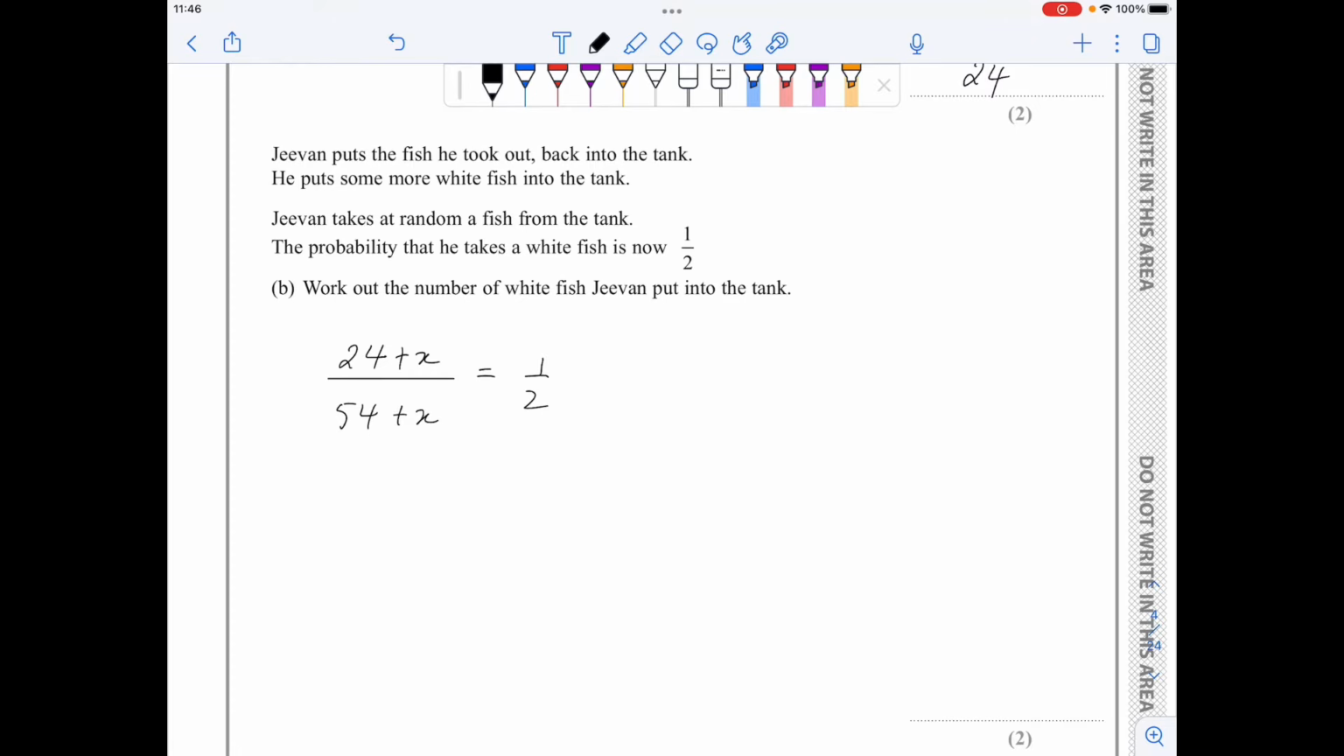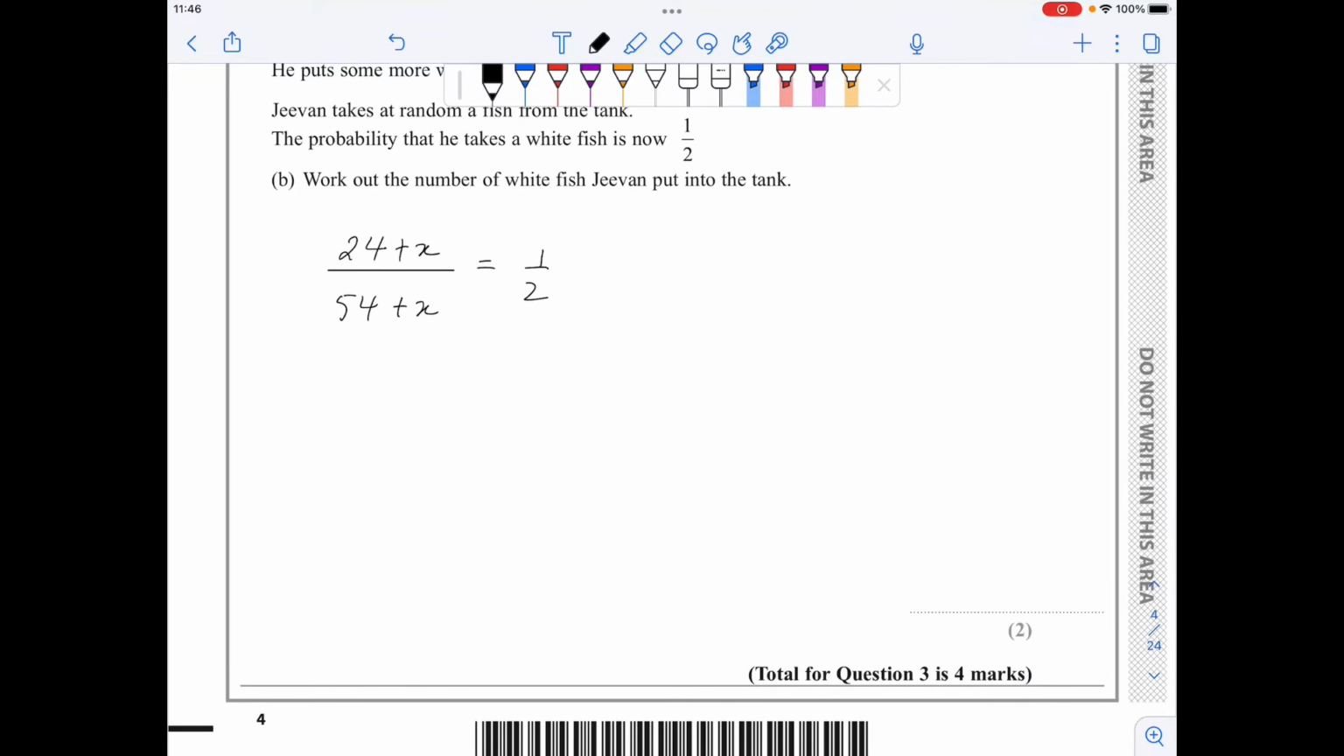So all we have to do now is solve this equation. I'll do so by cross multiplying. So 48 plus 2x equals 54 plus x. So I'm going to take the x to the left, the 48 to the right. X is equal to 6, and this is the final answer.